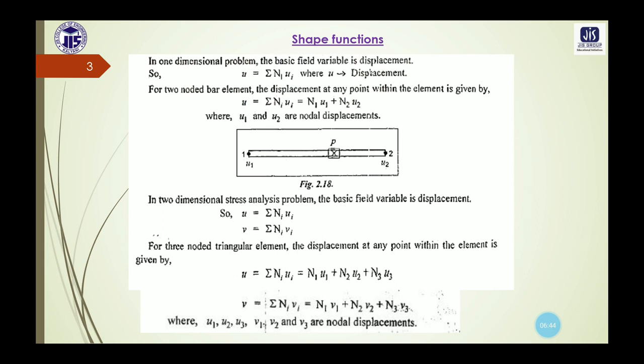So in this case, u1, u2, u3 and v1, v2, v3 are the nodal displacements for the three-noded triangular element. So this formula applies in case of a bar element, that is a one-dimensional or two-noded bar element, or a two-dimensional stress analysis problem, or a three-noded triangular element. In all those cases, the formula for the displacement is sigma Ni ui. This type of formula we need to remember to solve the numericals.